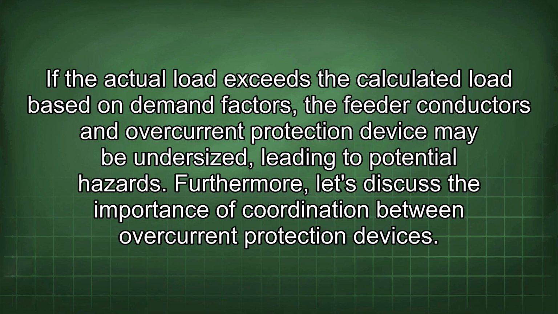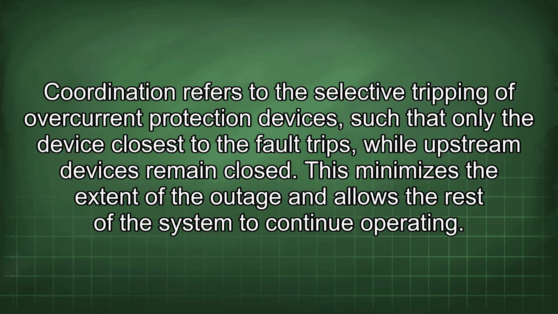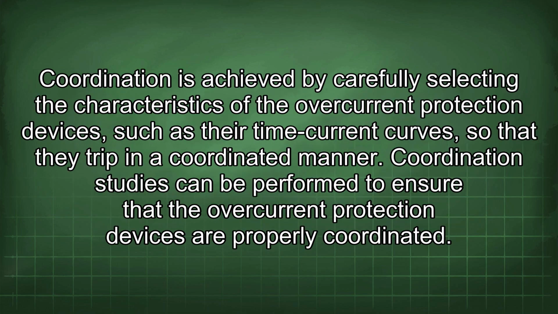Furthermore, let's discuss the importance of coordination between overcurrent protection devices. Coordination refers to the selective tripping of overcurrent protection devices, such that only the device closest to the fault trips, while upstream devices remain closed. This minimizes the extent of the outage and allows the rest of the system to continue operating. Coordination is achieved by carefully selecting the characteristics of the overcurrent protection devices, such as their time current curves, so that they trip in a coordinated manner. Coordination studies can be performed to ensure that the overcurrent protection devices are properly coordinated.